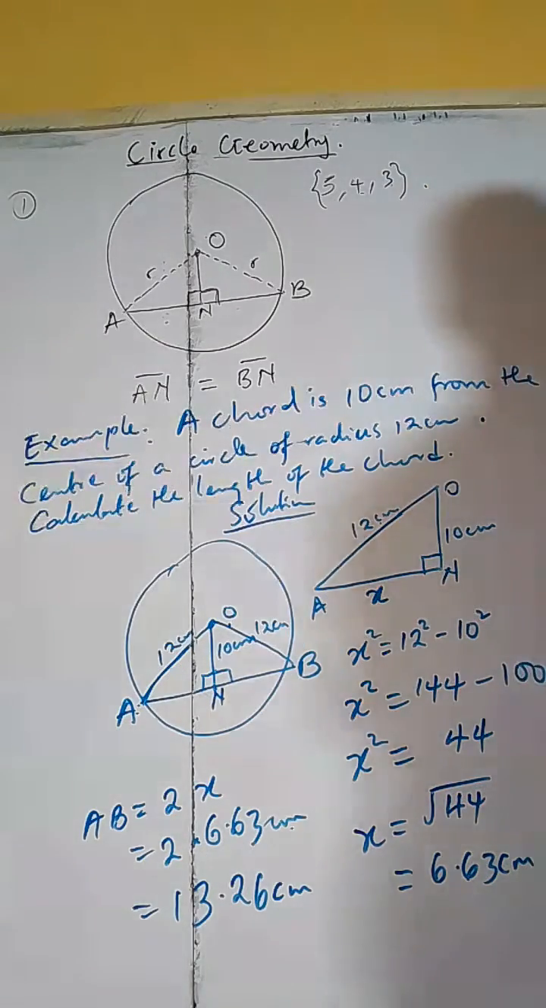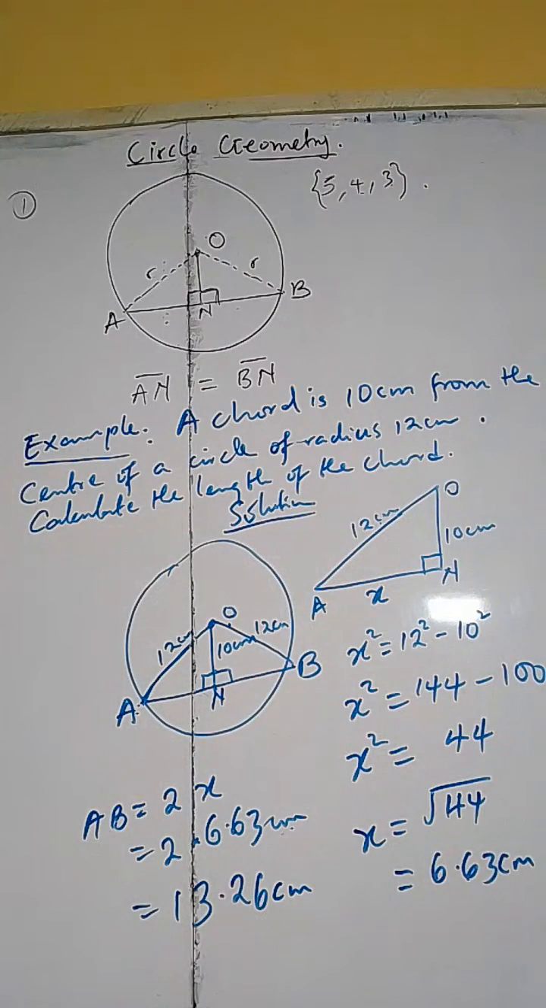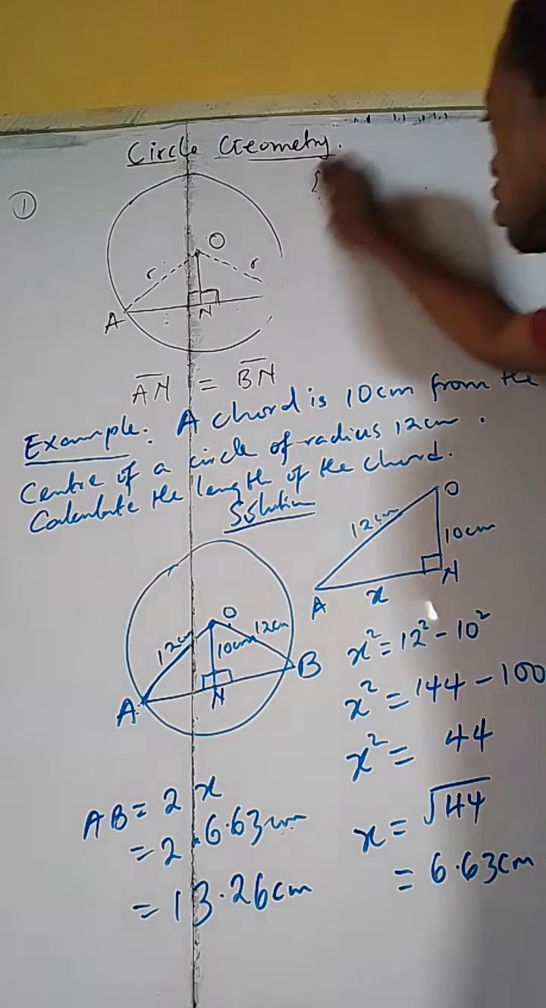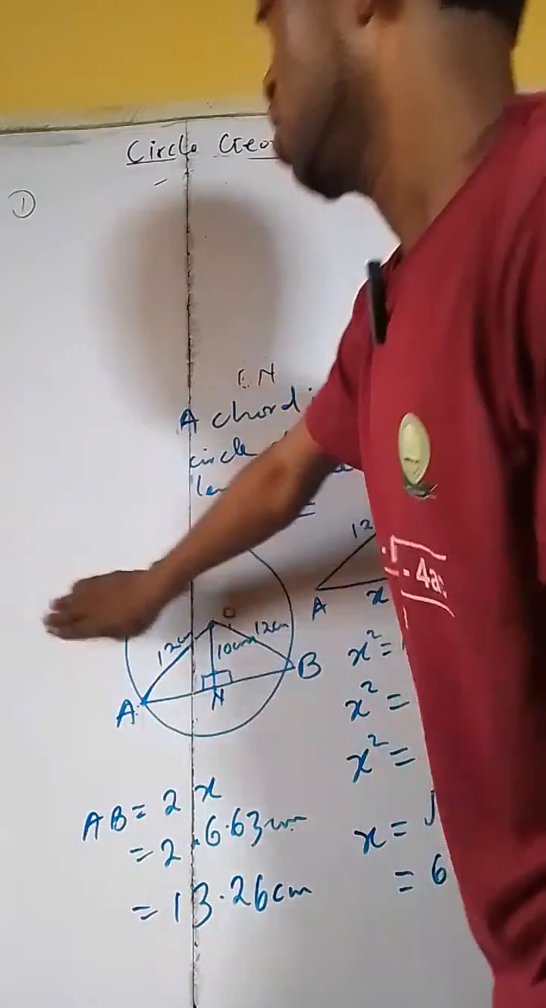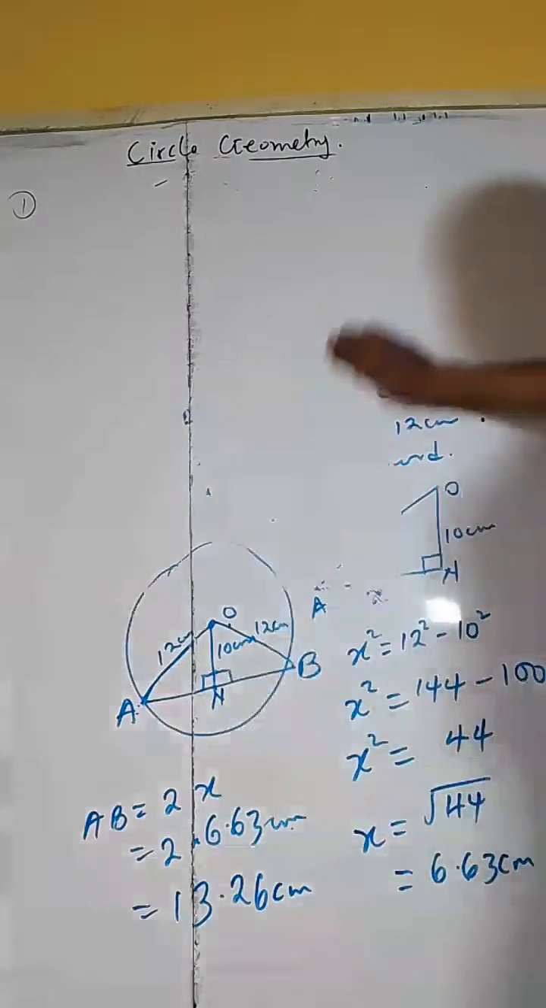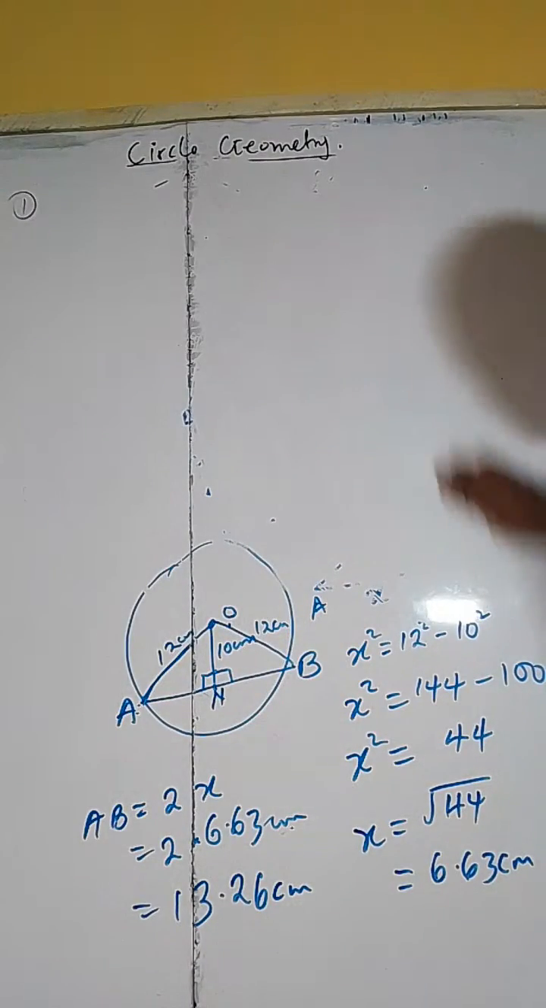Now, here also we have another theorem, which is on cyclic quadrilateral. So, what do they mean by cyclic quadrilateral? A cyclic quadrilateral is a quadrilateral that is inscribed in a circle.